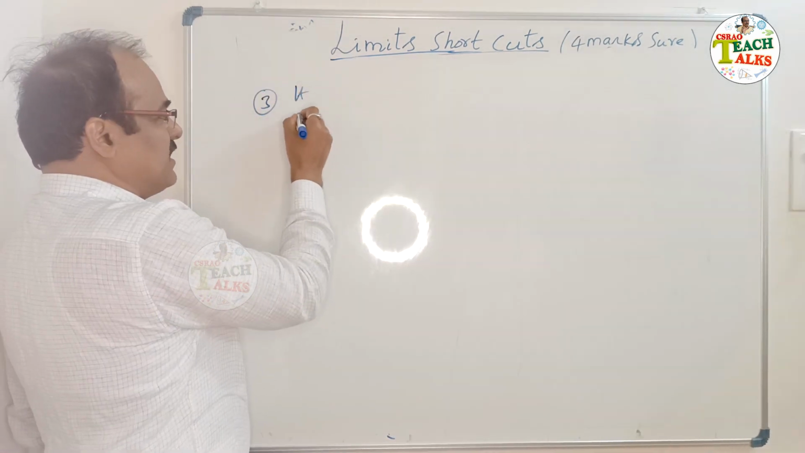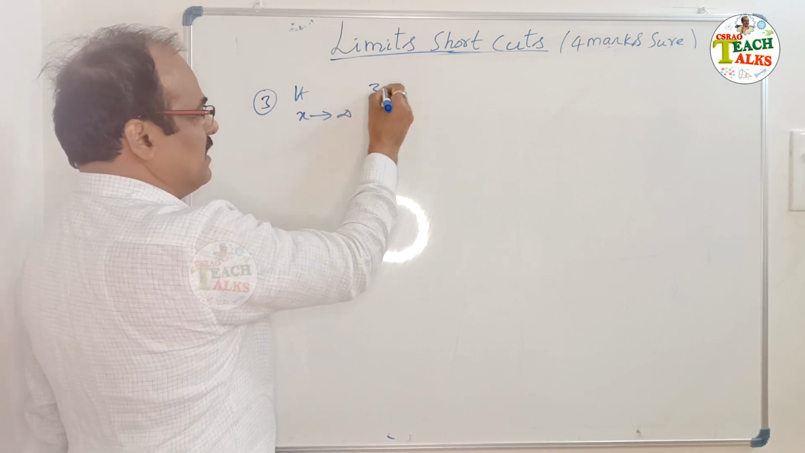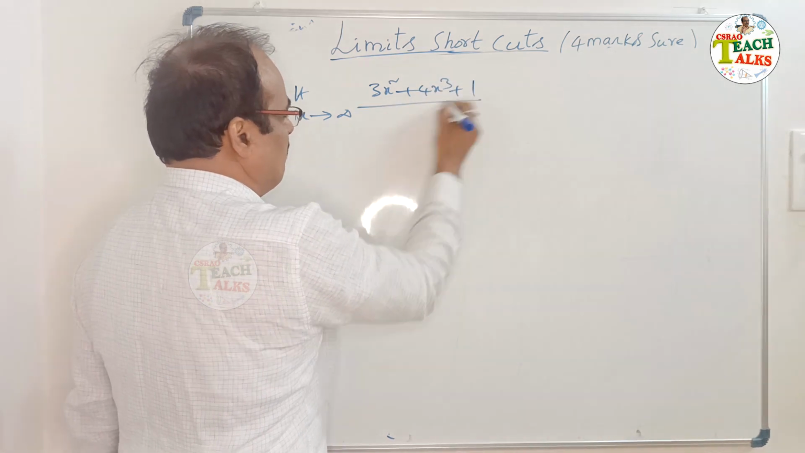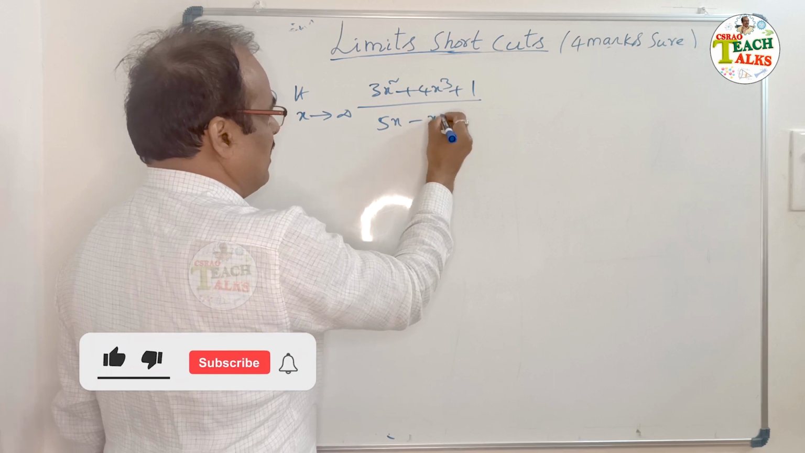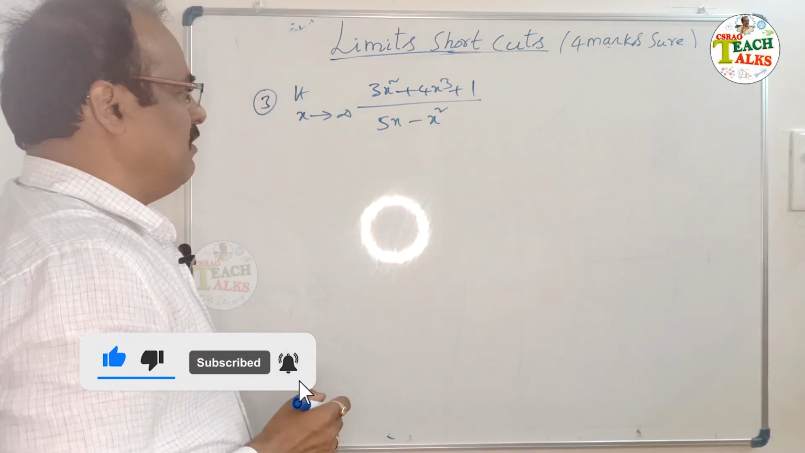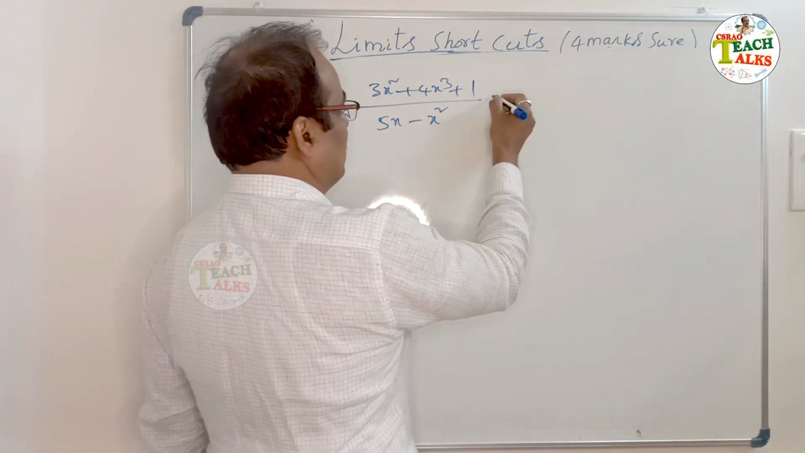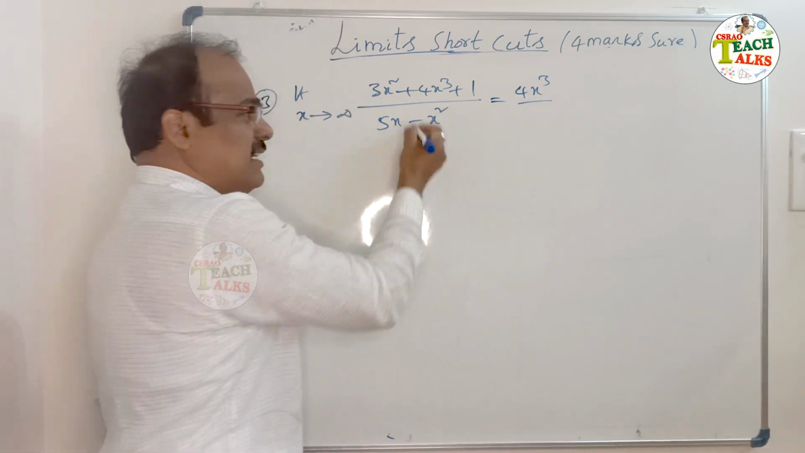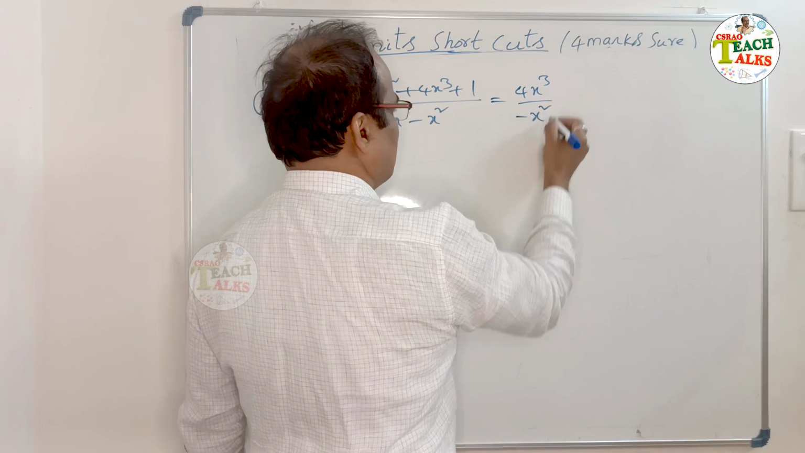Third one, limit x extends to infinity, 3x square plus 4x cube plus 1 by 5x minus x square. Suppose it is there, how can you solve this one? Here the highest degree term is 4x cube, by the highest degree term in the denominator, minus x square.